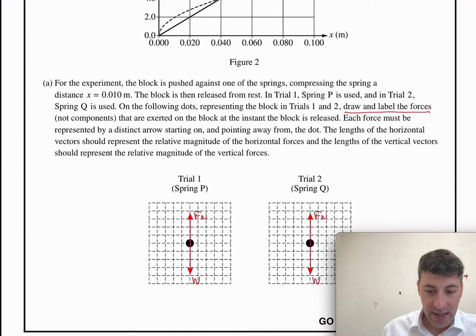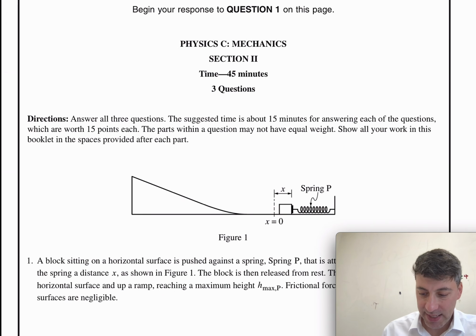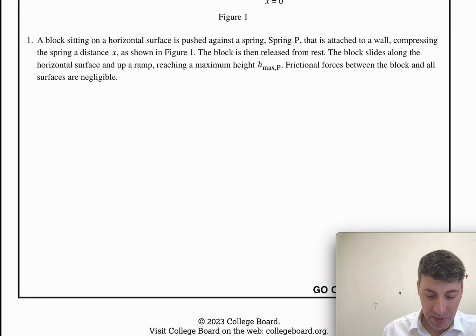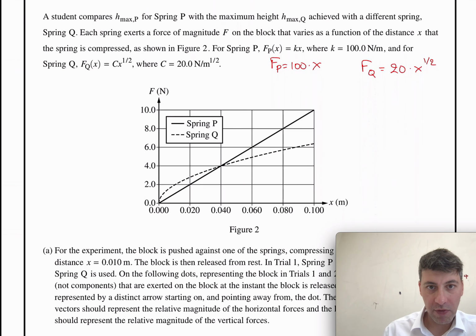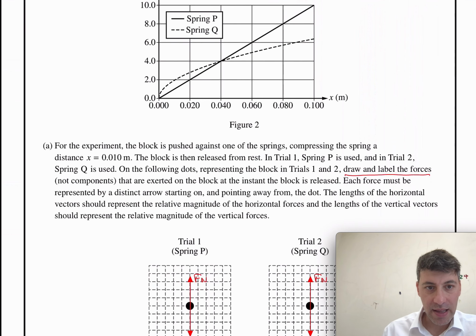Now, regarding the force by the spring, since the spring is compressed, the moment that we release the object, the spring will apply a force to the opposite direction. So there will be a force by the spring to the left in both cases. Now we have to be a little bit careful. Maybe these two forces will be equal, or one of them is a little bit greater.